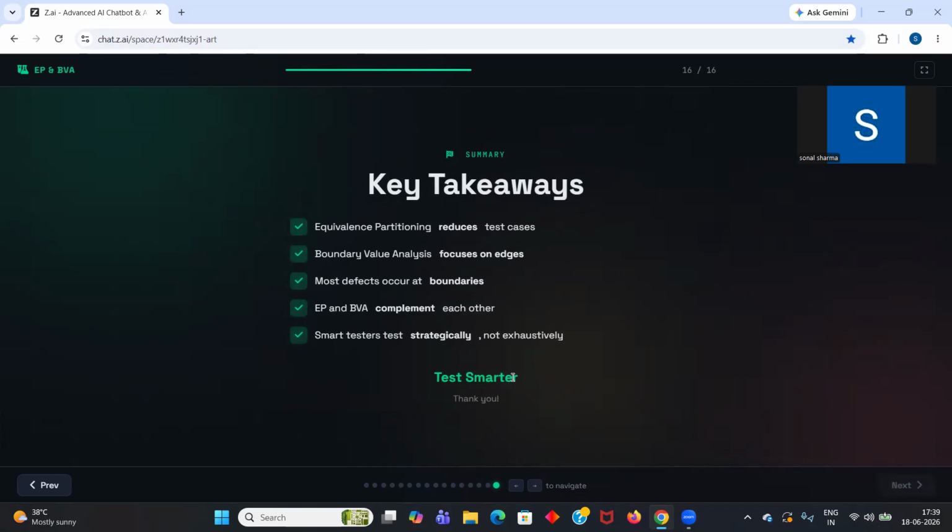So if I want to summarize this, equivalence partitioning helps reduce your test cases. And boundary value analysis is the one which focuses on the boundaries because most defects occur at the boundaries. Both of these techniques complement each other, and you should use both the techniques to test strategically and not exhaustively.